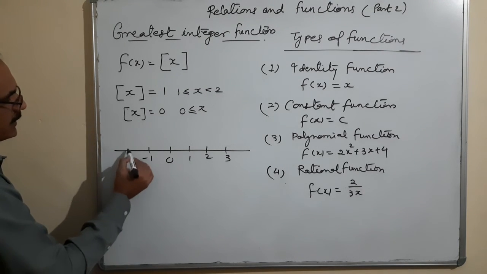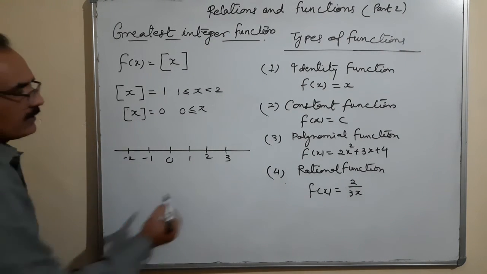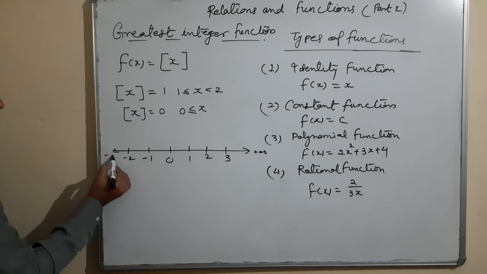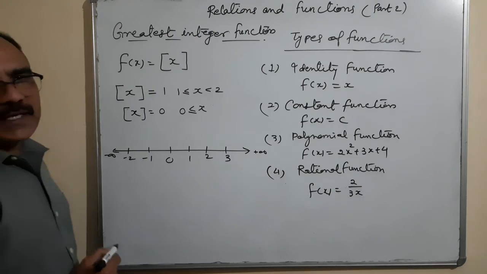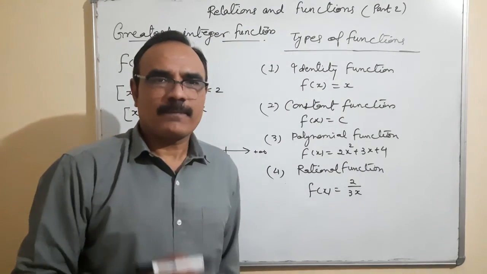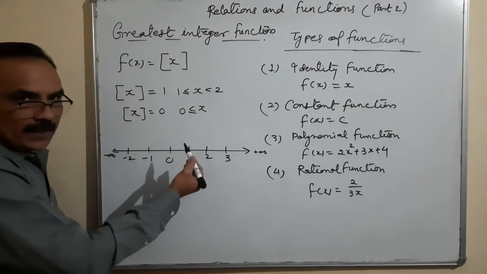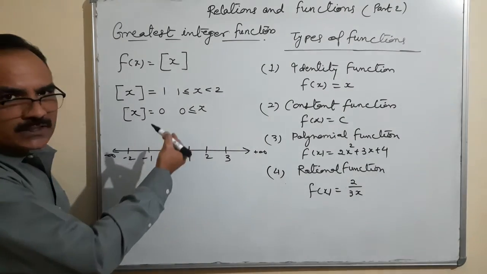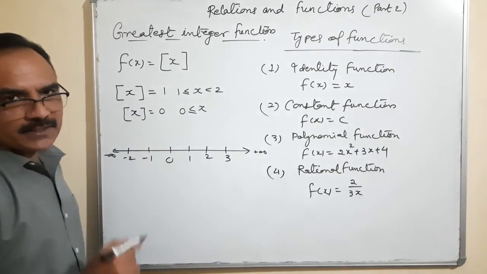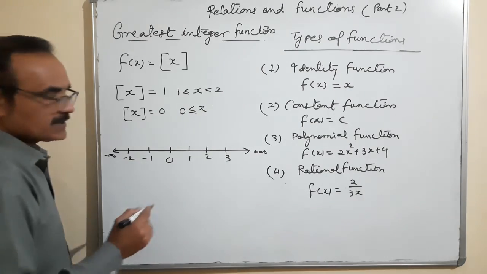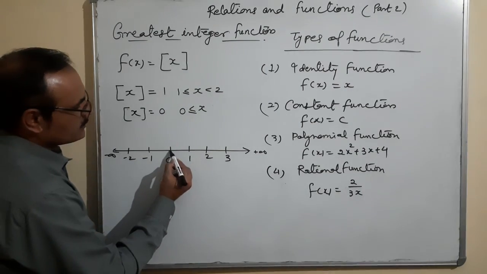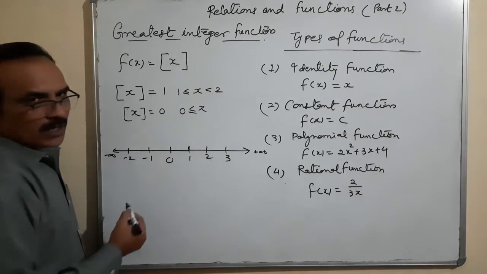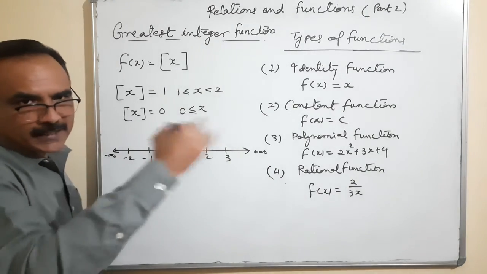What is it? It is a number line. The number line goes from minus infinity to plus infinity. So what is the meaning of greatest integer function? The integer which is coming just on the left hand side on the number line is the value of that number. For example, suppose from 0 to 1, we are talking about the real numbers. So from 0 to 1, how many real numbers are there? There are infinite real numbers.